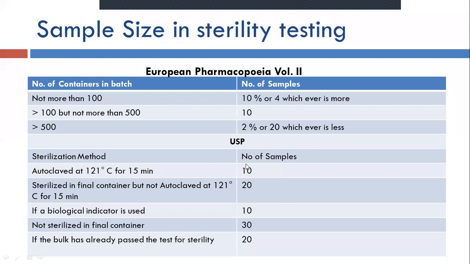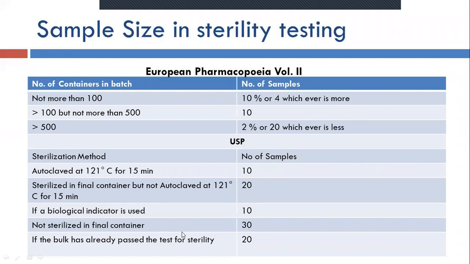And if they are sterilized in the final container, but not autoclaved at 121 degrees centigrade for 15 minutes, if you have used any alternative method of sterilization or alternative temperature-time cycle, in such a case the number of samples should be more, so we are taking 20. If you have used a biological indicator during the sterilization process, then 10 samples will be sufficient, and not sterilized in the final container.